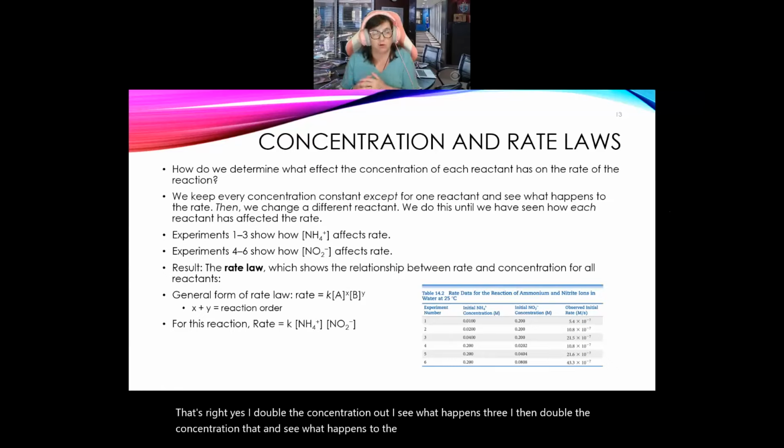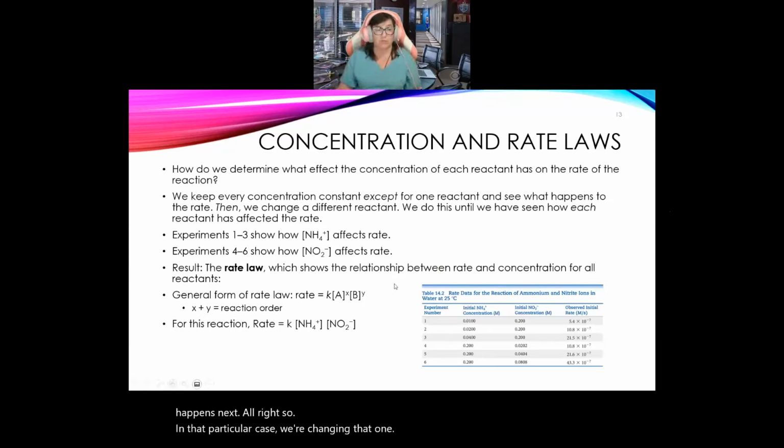Okay. In rows 4 through 6, I have a set of concentrations, and then I change the concentration of the NO2 minus and see what happens there. All right. So in that particular case, we're changing that one, and again, we're doubling and doubling to see what happens. Now, a rate law has the general form rate equal to the rate constant, K, small k, times the concentration of NH4 plus times the concentration of NO2 minus, each raised to a particular value.